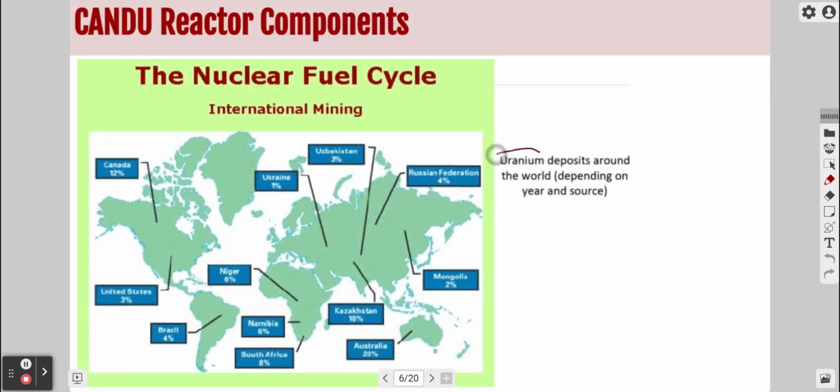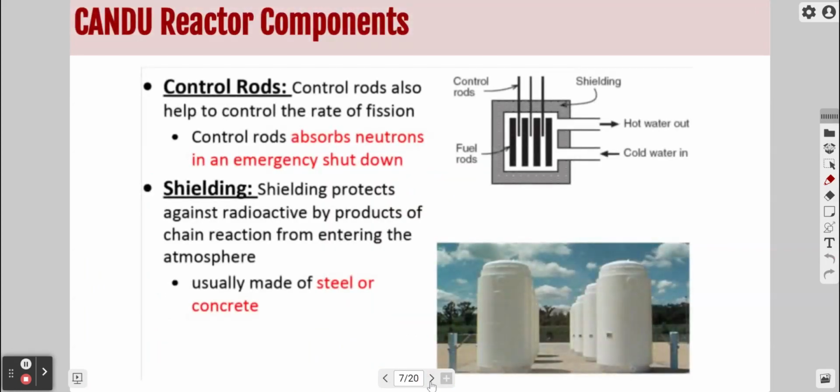Uranium is what's used in that CANDU reactor, and you can see all around the world where uranium is found. Australia has quite a lot of uranium, but so does Canada, with 12% of the world's uranium. This is pretty impressive. Some other components of the CANDU reactor are the control rods. These also help to control the rate of fission so it doesn't get out of control. They absorb neutrons in an emergency and help shut it down.